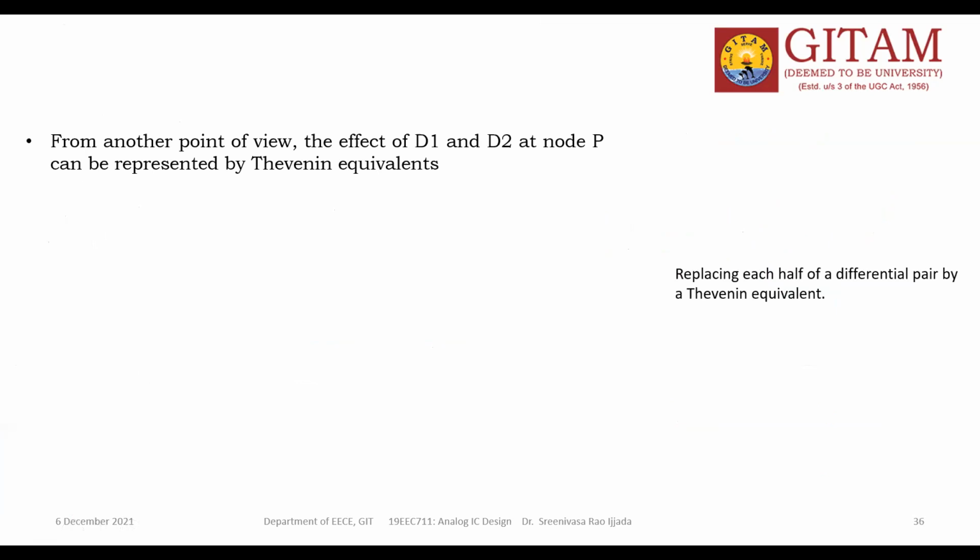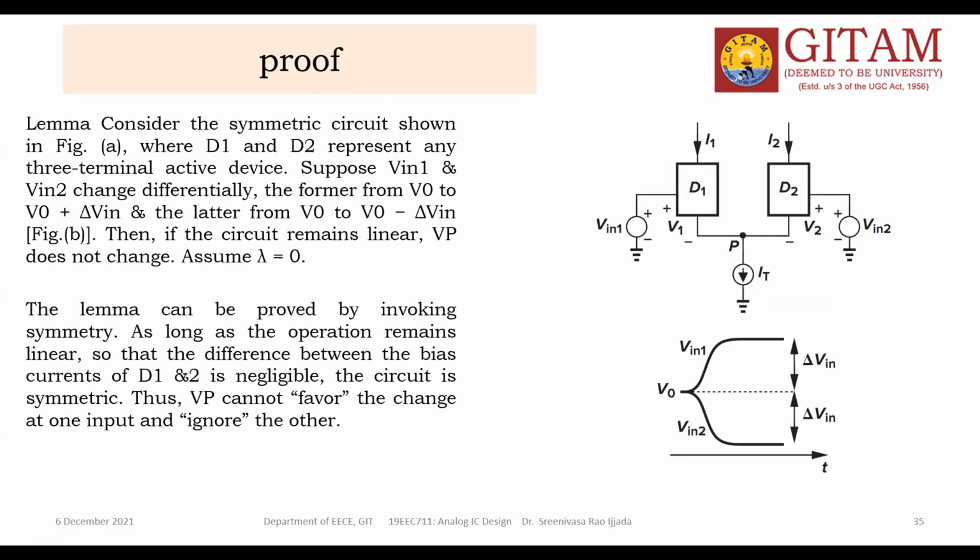From another point of view, the effect of D1 and D2 at the node P can be represented by Thevenin's equivalent. As long as this is the same, I could not find the effect of VP. What is the impact of the voltage at P? Suppose the voltage at P is much more than the voltage at this or this. These two devices will go into a different operating region.